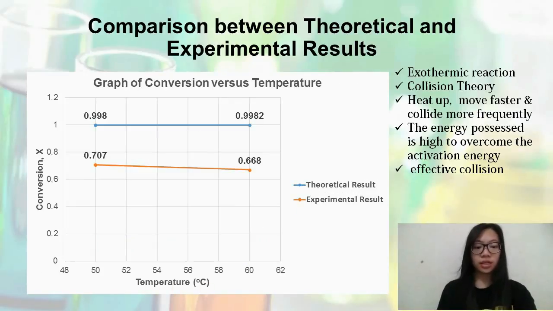When temperature increases, the experimental conversion decreases, whereas the theoretical conversion is increasing. This is because it's an exothermic reaction, and it obeys the collision theory. When the particles are being heated up, they move faster and collide more frequently, and the energy possessed by the molecules is high enough to overcome the activation energy. Lastly, effective collision occurs, and thus the conversion is increasing with temperature.